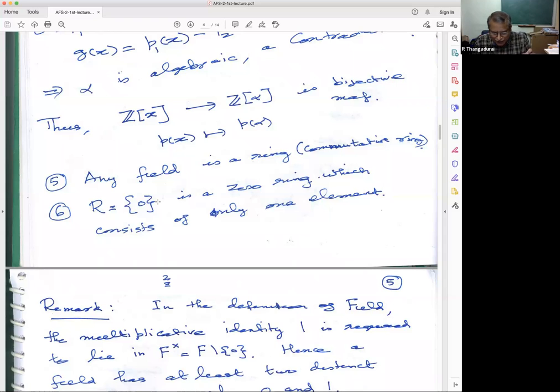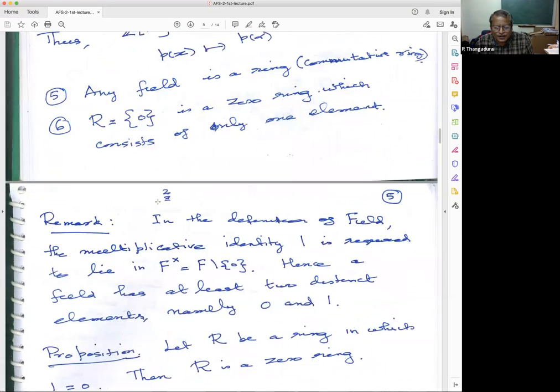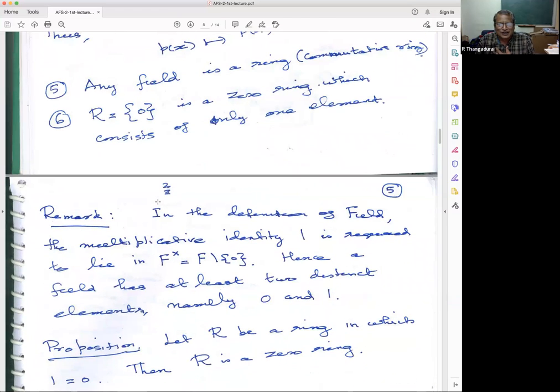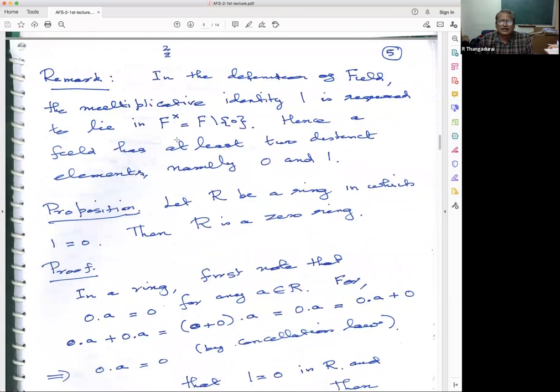Here you may think that one doesn't exist. One is the same as zero in the zero ring. Why? Because zero times zero is equal to zero. Only one element exists, therefore it automatically satisfies the identity property. In the definition of a field, the multiplicative identity one is required to lie inside F minus zero. Why? Because a field has at least two distinct elements, zero and one. But a ring can be just a singleton, that is nothing but the zero ring. But in a field, at least two distinct elements should exist.